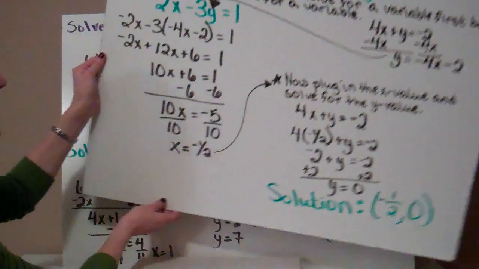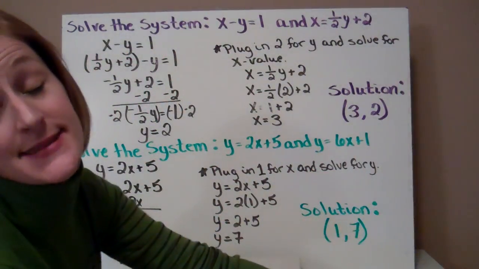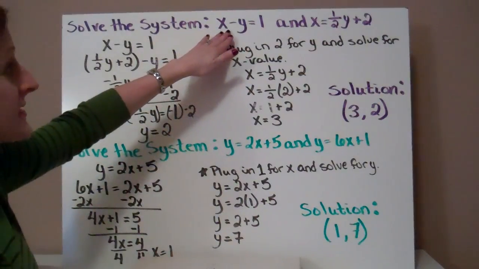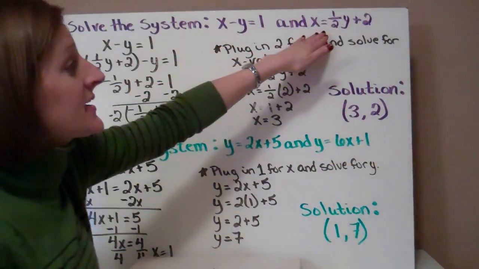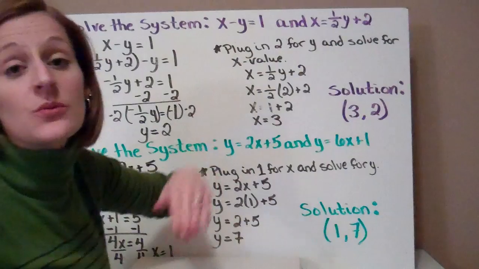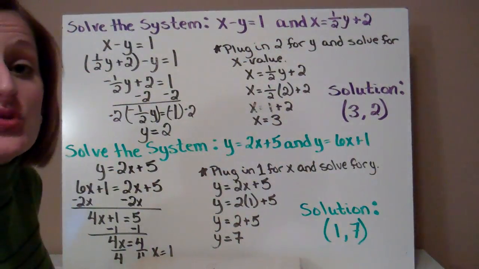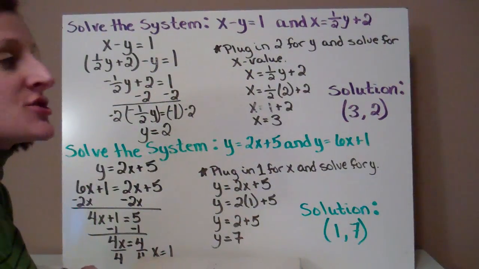Alright, let's do one last example. Actually, two last examples. Excuse me. So we need to solve this system. x minus y equals 1 and x equals 1/2 y plus 2. Notice this second equation is already x equals. So I can use it to plug it into the first equation.